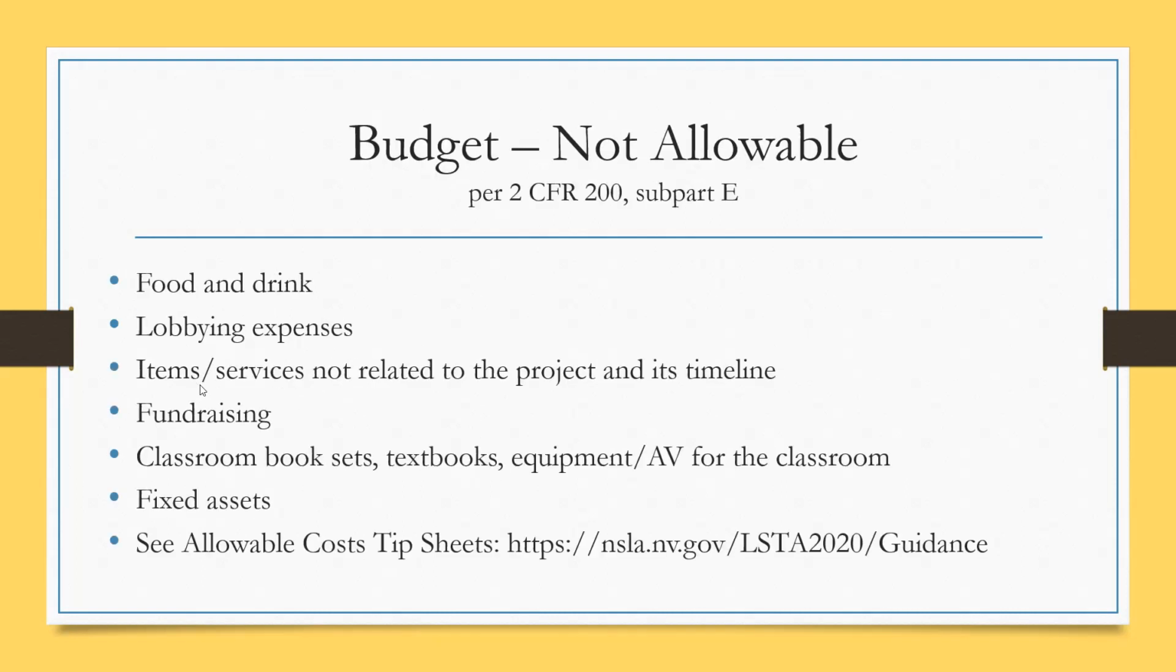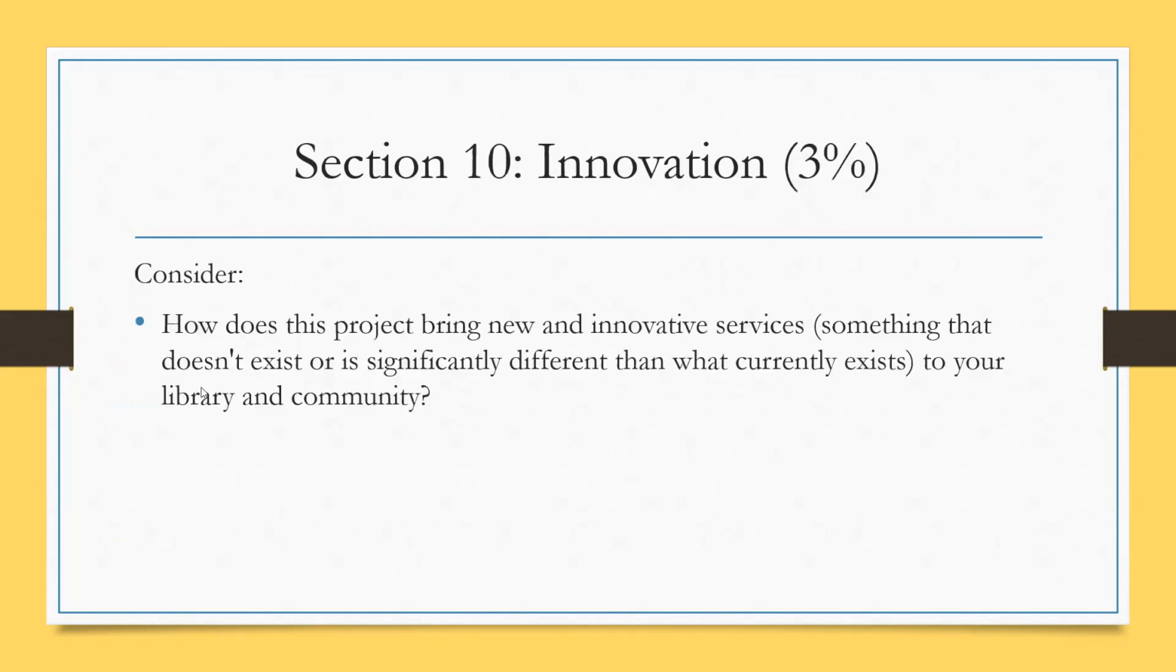That's it for budget. Section 10 is for innovation. This is a new section. LSTA is not meant to supplant local obligations, right? So we try and get you to do some sort of new thing. And so this section calls it out. How is this new to my library? How is this new and innovative?